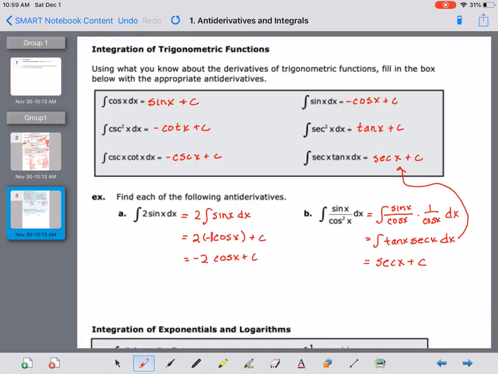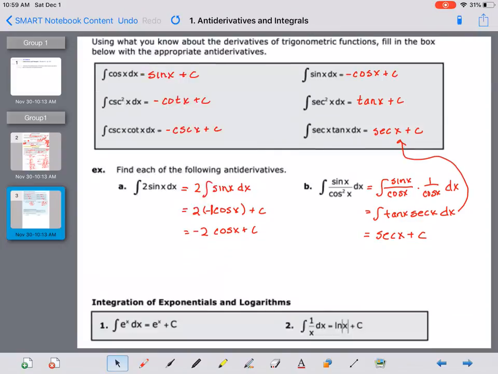So anytime I'm dealing with trig and it's not something I recognize right off the bat, I want to rewrite it to get it in a form that I do recognize, just like we did with identities. Okay, so of course, more practice on trig to come. We know how we all love trig.